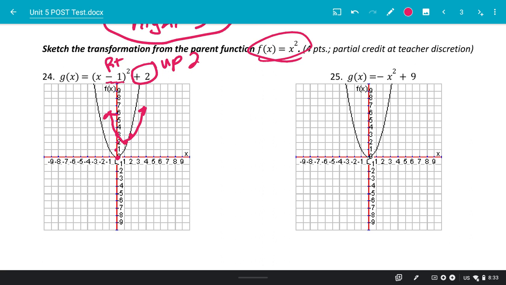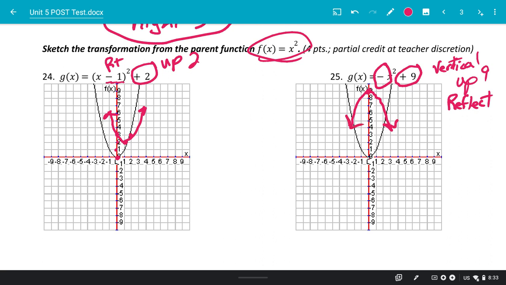And finally, this number 25 plus 9 is on the outside, so that's vertical, and it's going to go up 9. And this is also on the outside, but it's a negative, so that means it's going to reflect. So it's going to go this way. It's going to turn upside down.